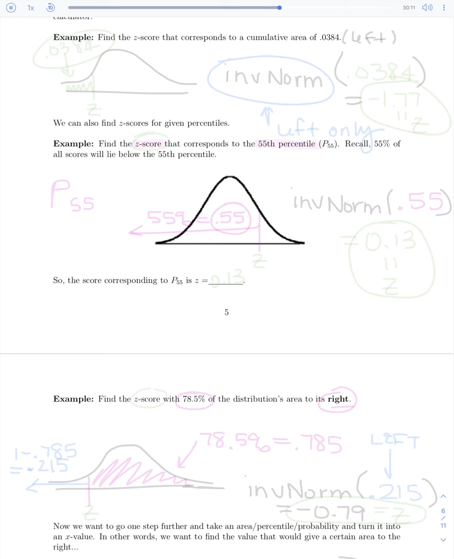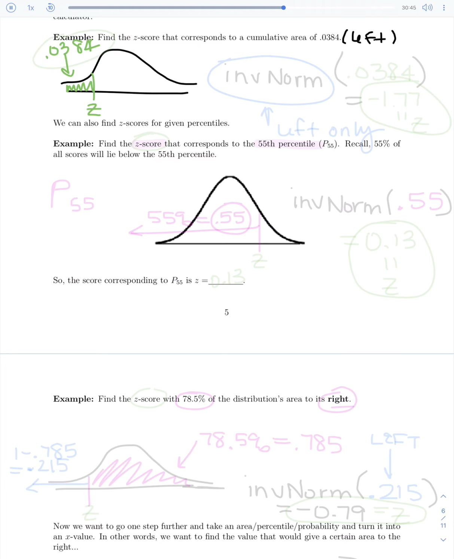So it said to find the z-score that corresponds to a cumulative area of 0.0384. And they don't say this, but they should say this, is that if they don't indicate it, they're understood to be areas to the left. So what this would mean, we can draw our normal curve, and it would mean that we're looking for the z-value that gives an area to the left down here of 0.0384.